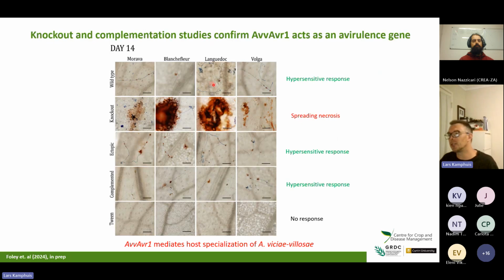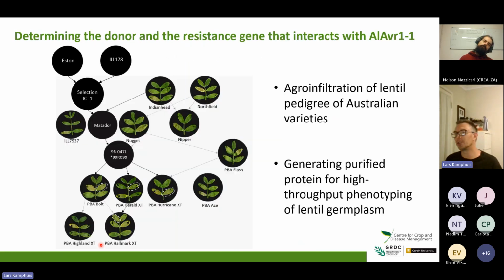So what we did is we knocked out the AVV-AVR1 gene in Ascochyta vicious. So here we got the wild type. Again, you get those nice hypersensitive responses at the sites where it's trying to penetrate, but the knockout is completely pathogenic now on common vetch and on all 4 genotypes of common vetch that we've tested. When we then put the gene back in the complementation strain, you can see that that hypersensitive response is restored. And so the AVV-AVR1 gene mediates host specialization of Ascochyta vicious. So that was a nice finding.